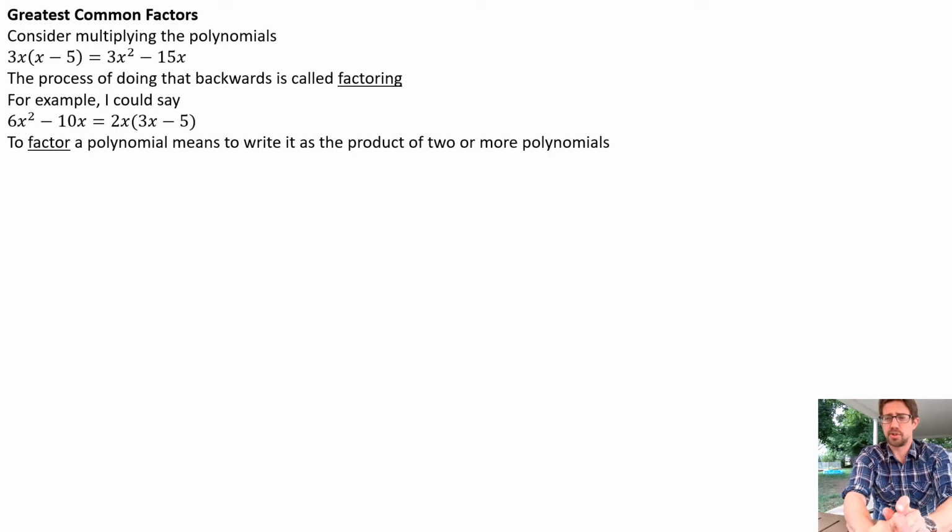So the instructions now are going to be like, here's a polynomial, factor it. What that means is to write it as the product of two or even more than two other polynomials, like smaller polynomials.